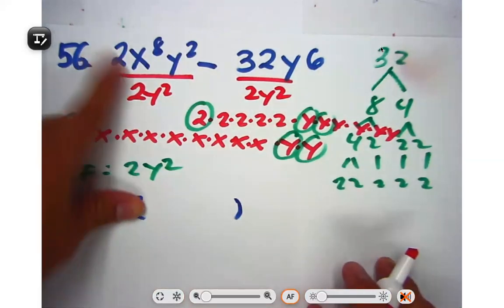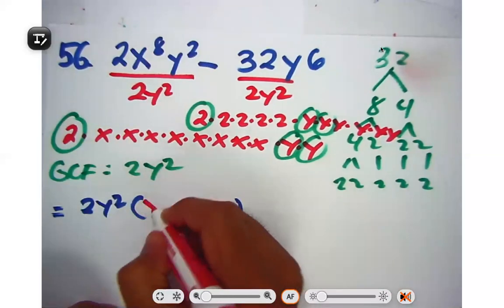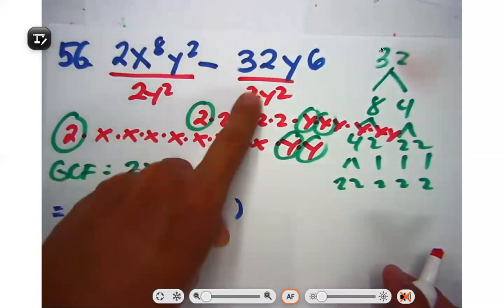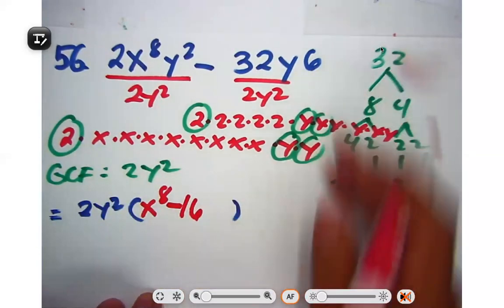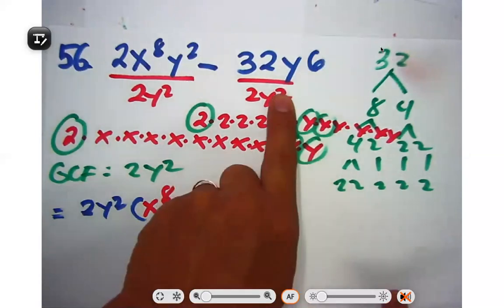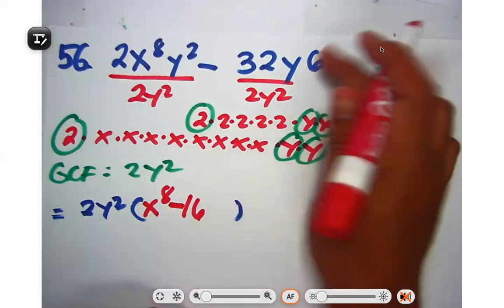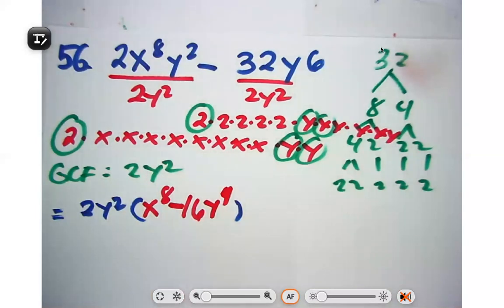2 divided by 2 canceled. y squared canceled. You have x raised to 8. 32 divided by 2 is 16. And then y^6 divided by y^2, subtract 6 by 2, y^4, y raised to 4, right? So we have 2y squared times x raised to 8 minus 16y raised to 4.